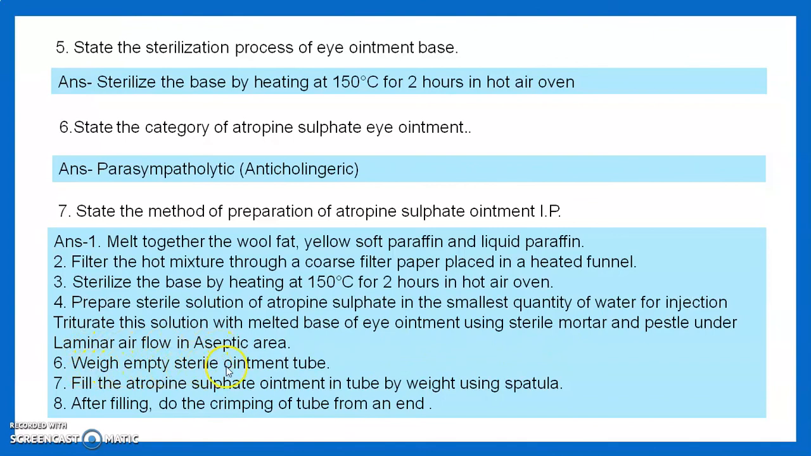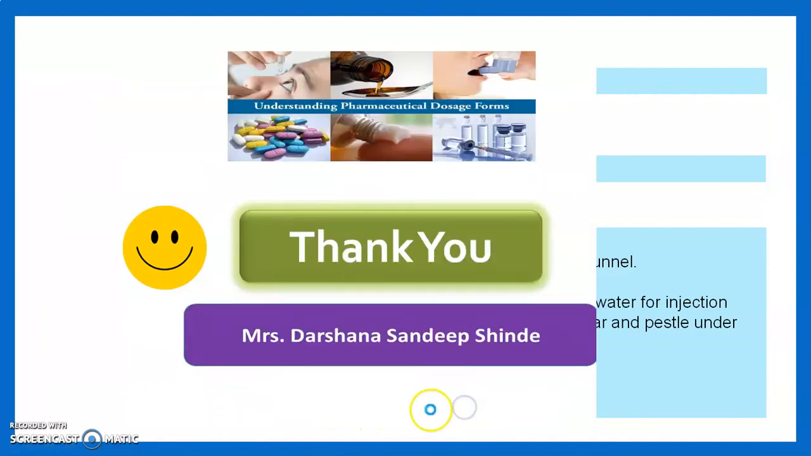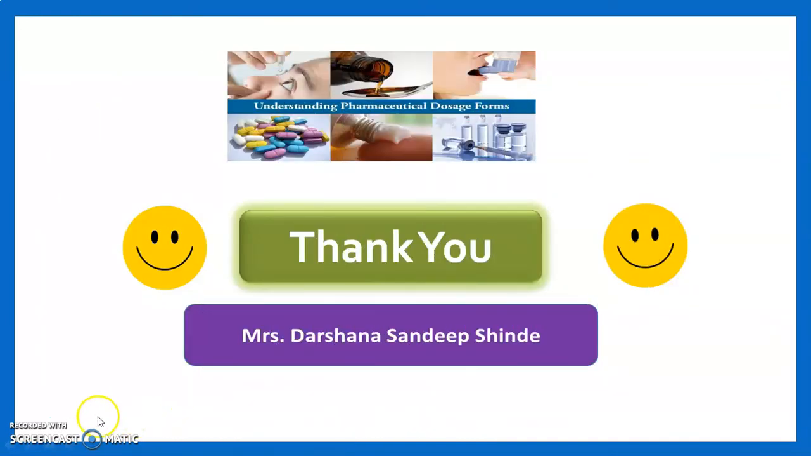Then wet the empty sterile ointment tube. Fill the atropine sulfate ointment in the tube by using the spatula. After filling, do crimping of the tube at the end. Thank you very much for attending my practical session.